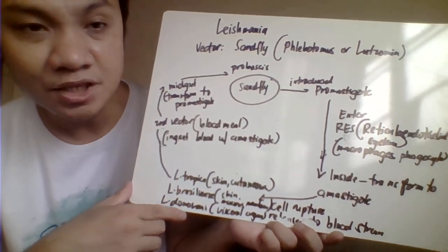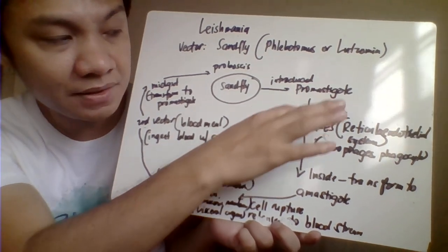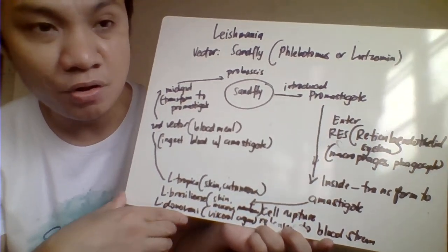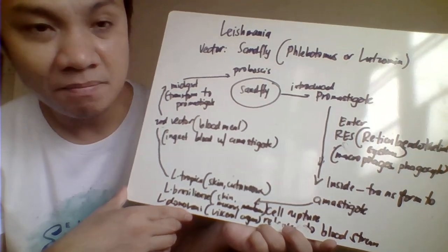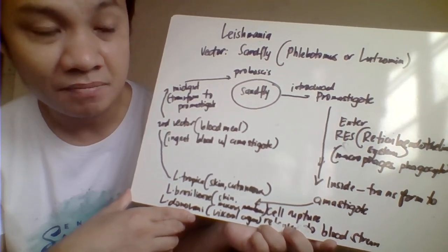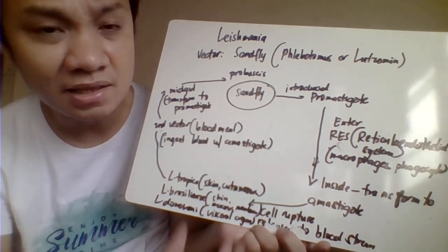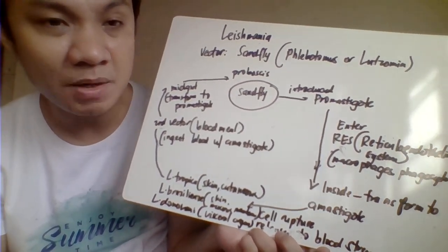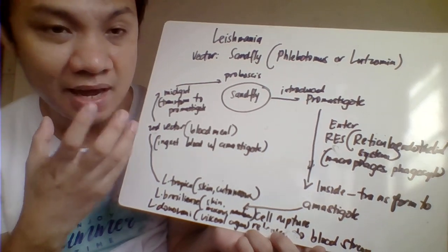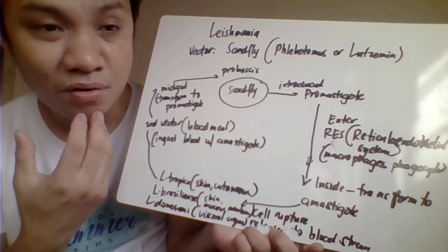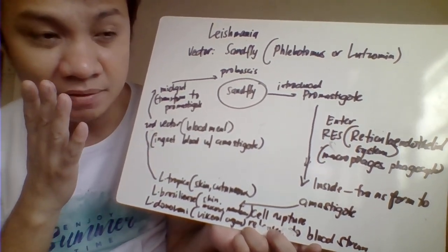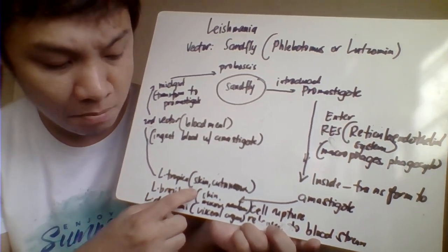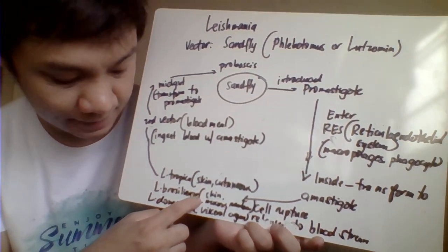In the case of your Leishmania brasiliensis, from the skin where it was introduced, it will migrate to your lymph nodes, to your bloodstream, and eventually from your skin, it migrates to your different mucous membranes, especially the nasopharyngeal area, your nose, your pharynx, and all of that. This is your mucocutaneous leishmaniasis.